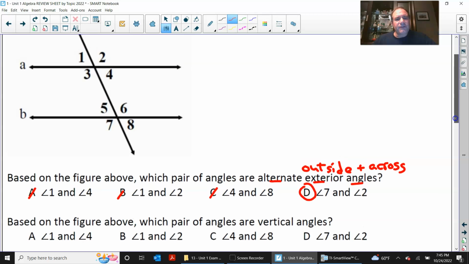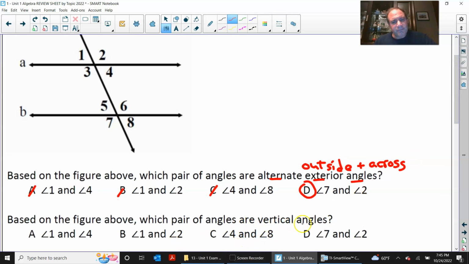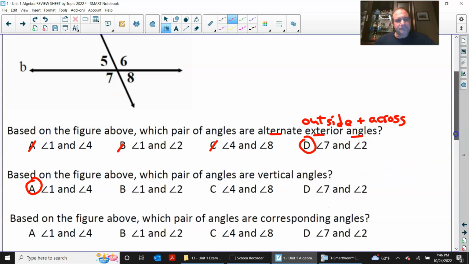Based on the figure above, which pair of angles are vertical angles? 1 and 4 are vertical angles, right across from each other, meeting in the middle. Yes, A is your answer.